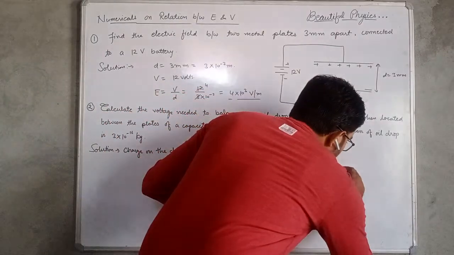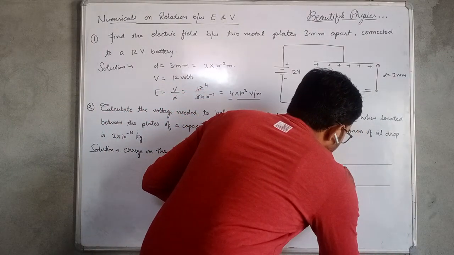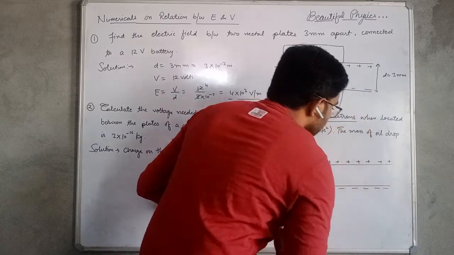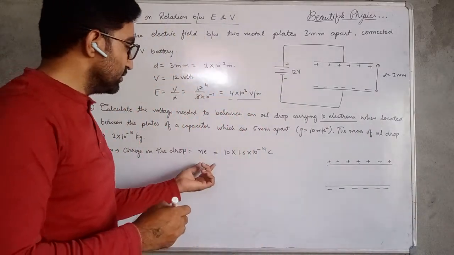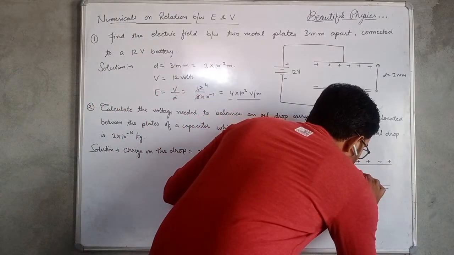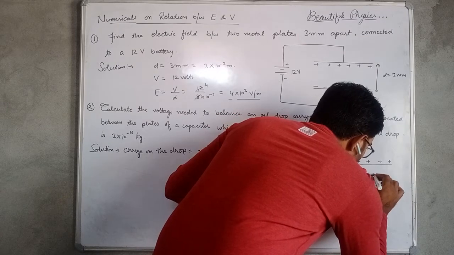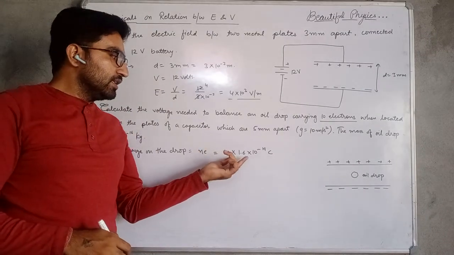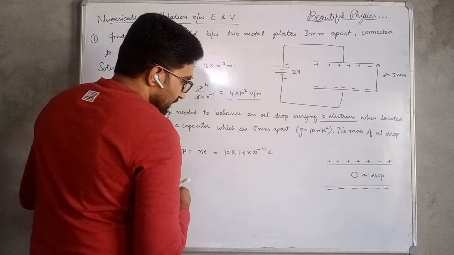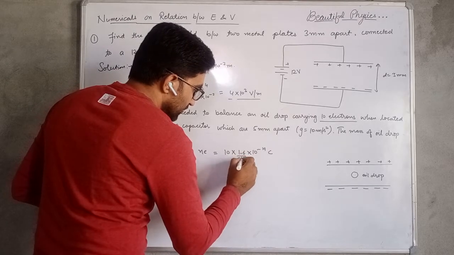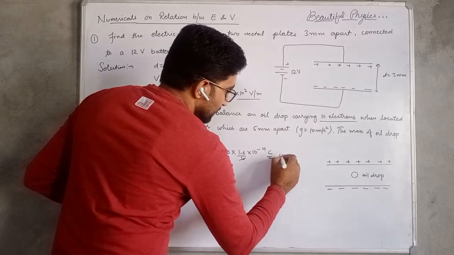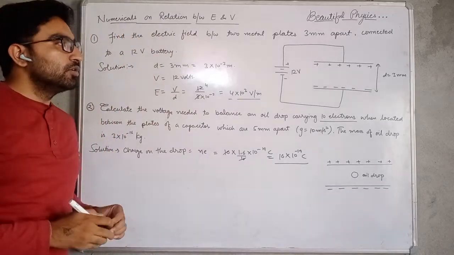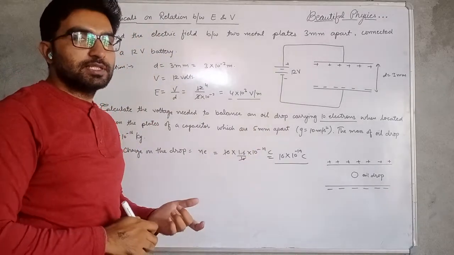It is a similar case. Suppose this is our capacitor, this is the positively charged plate and this one is the negatively charged plate, and our oil drop is located between the plates. Suppose this is our oil drop, having charge 10 times 1.6 into 10 raised to power minus 19, or simply 16 into 10 raised to power minus 19 coulomb. This is the charge present on the oil drop, and it is negative charge because electrons are present on the oil drop.